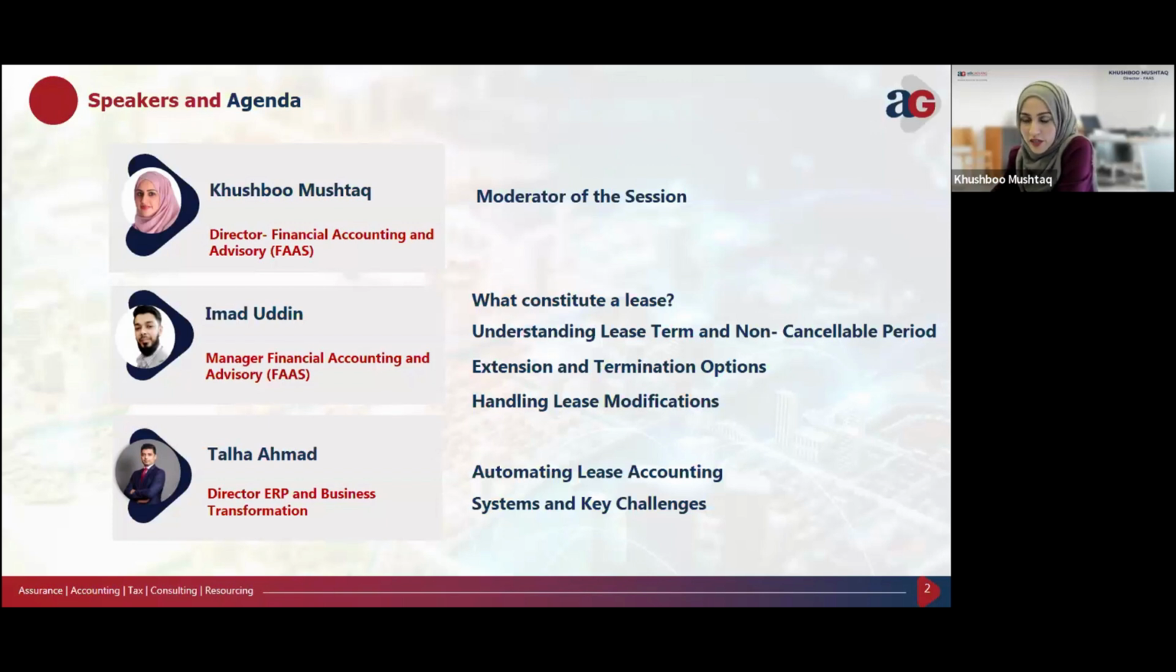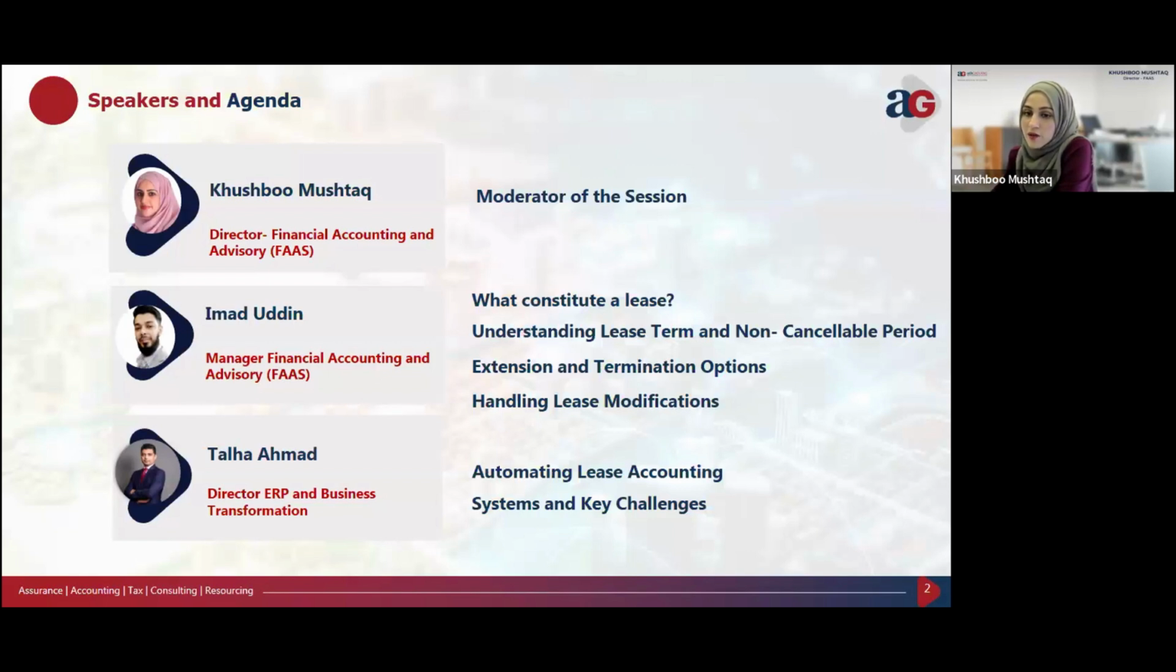I will be the moderator of the session. Imad will be talking about what constitutes a lease. He will help you understand the lease terms, the non-cancellable periods, extension and termination options, and lease modifications. As we have come across COVID and IBOR reforms, we have seen various lease modifications in our agreements. So he can shed some light on those as well, and on how, if contracts are modified to some extent, that can impact your leases.